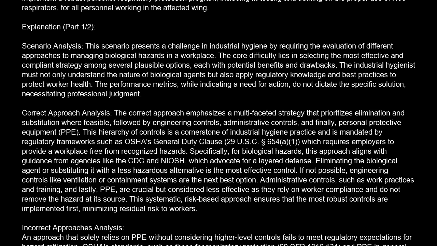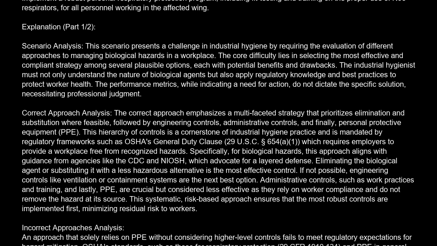The core difficulty lies in selecting the most effective and compliant strategy among several plausible options, each with potential benefits and drawbacks. The industrial hygienist must not only understand the nature of biological agents, but also apply regulatory knowledge and best practices to protect worker health. The performance metrics, while indicating a need for action, do not dictate the specific solution, necessitating professional judgment.